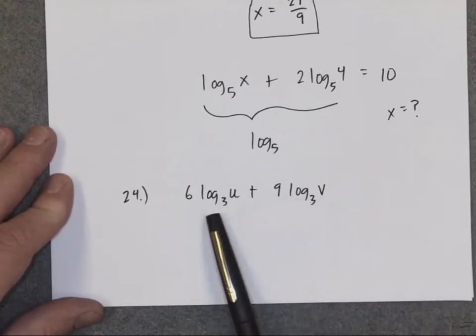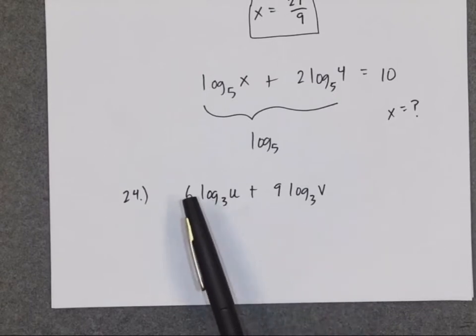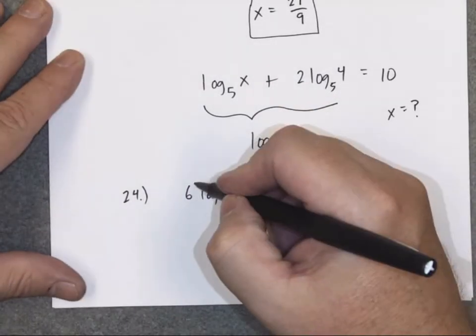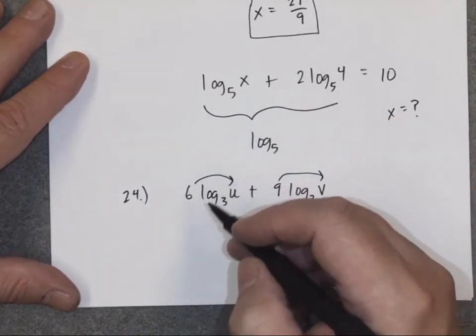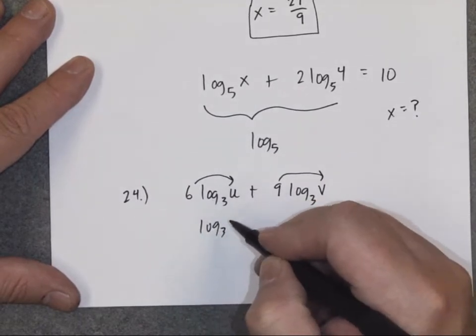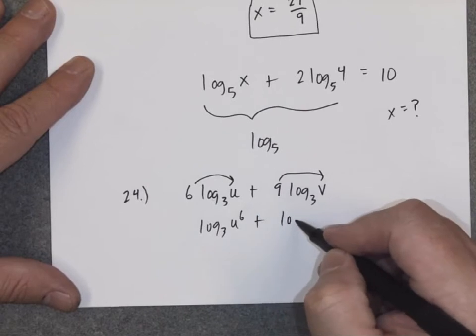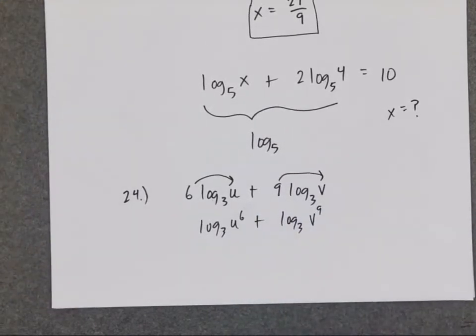I want to combine these 2 log terms. I have the same base, but I have coefficients. Let's move the coefficients inside the log. So this is log base 3 of u to the 6th plus log base 3 v to the 9th.